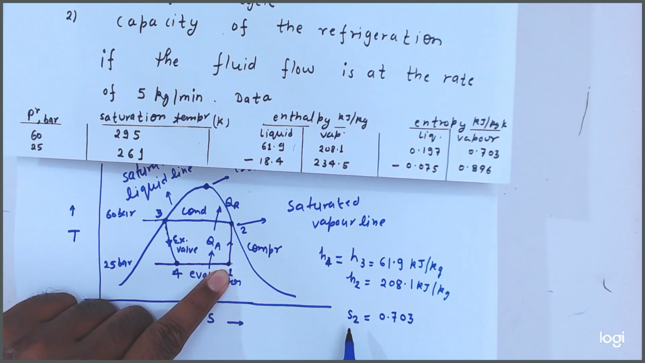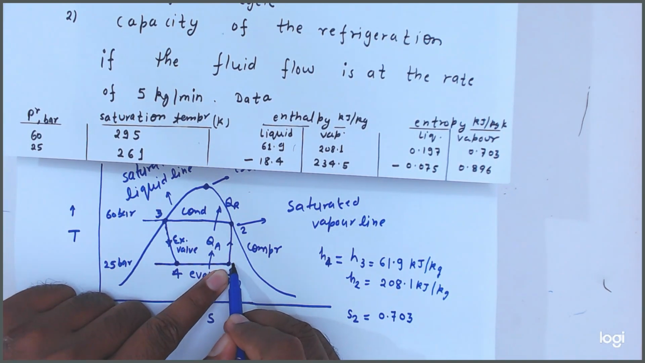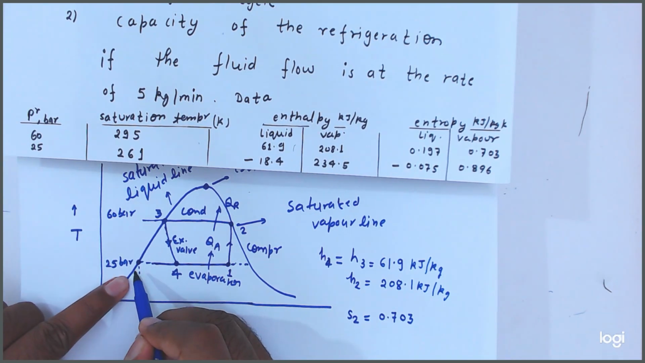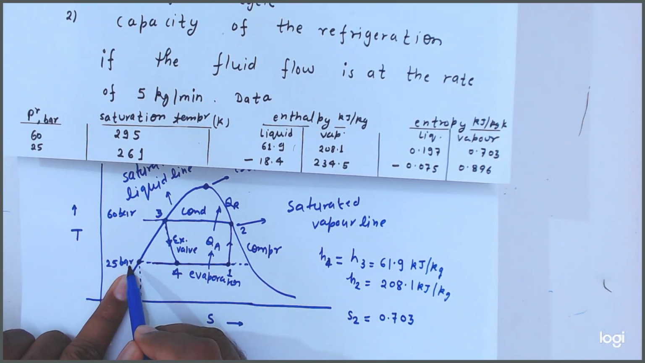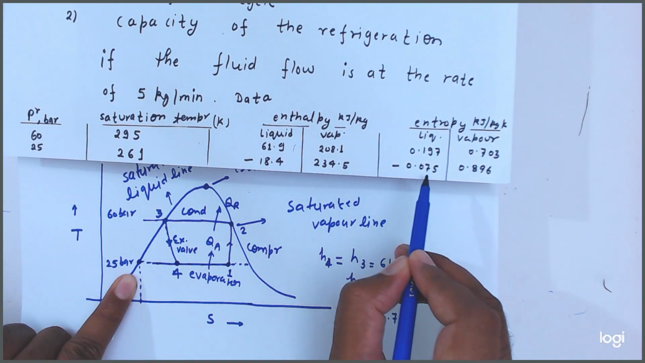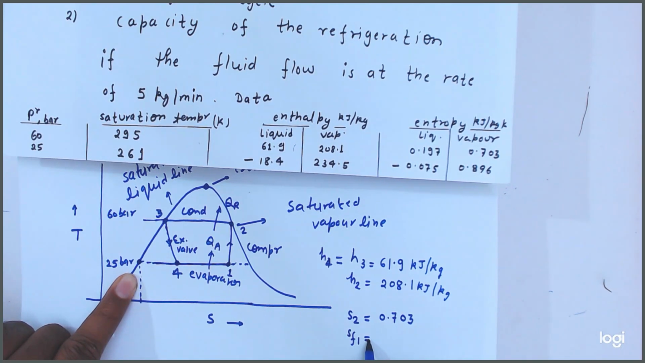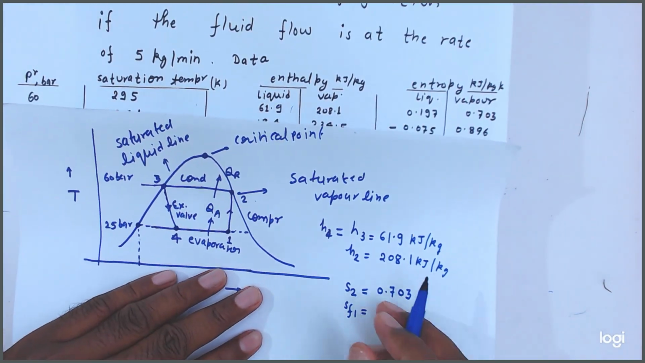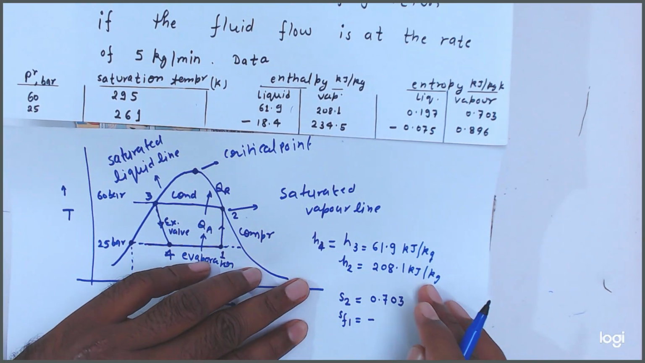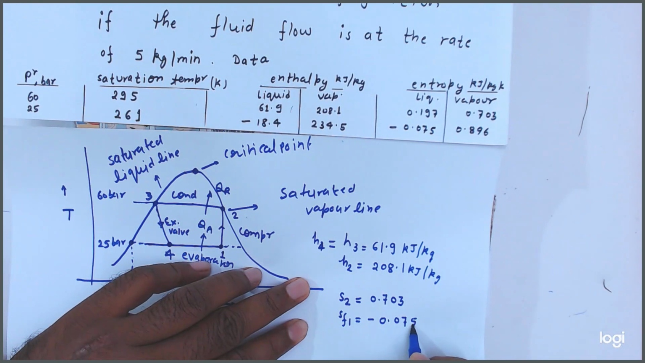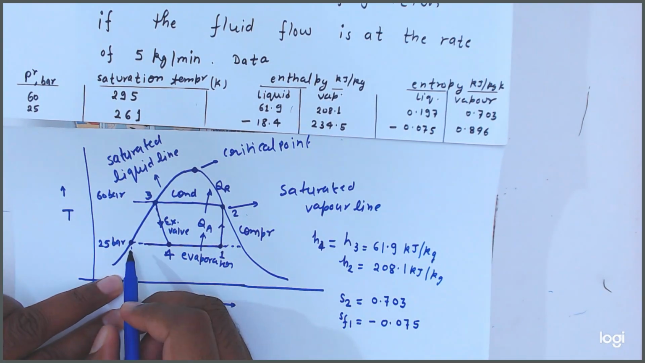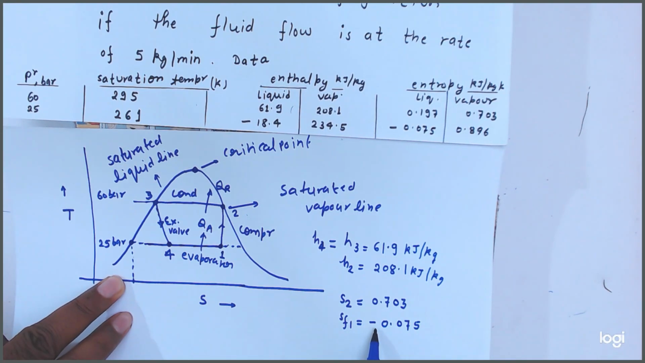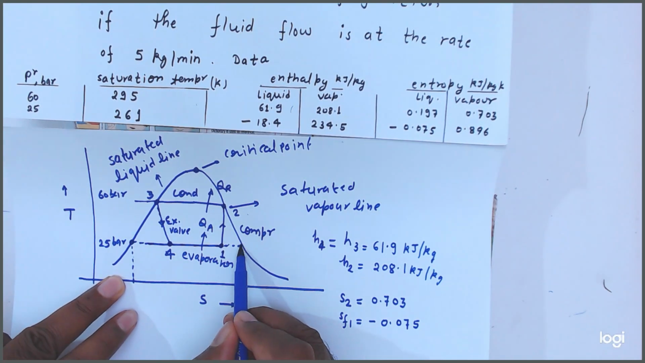But what is the entropy at point 1? We don't know. Then how can you find entropy at point 1? Because this is 25 bar pressure, we have to find this SF1 value. How much has it been given? Minus 0.075. Okay, so entropy at this point equal to SF1 minus 0.075. Now entropy at this point, how much is there?